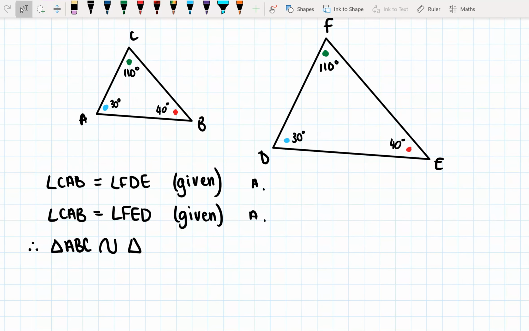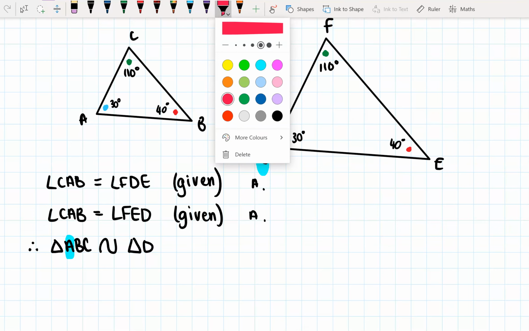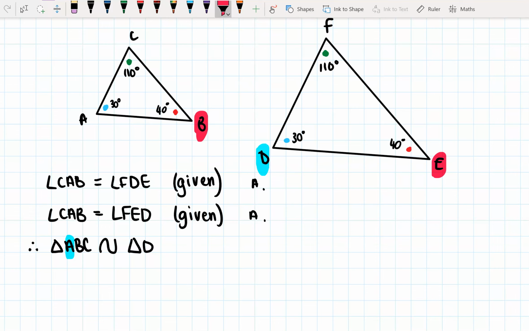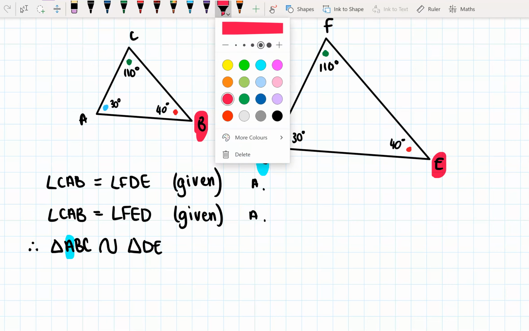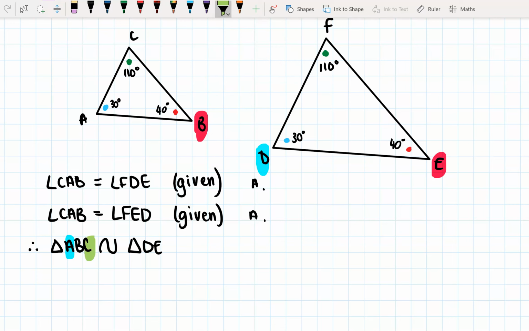Okay, so A was the blue angle. The blue angle in the second triangle is D. So what we're going to write here is D. B was the red angle. So B we had here as red, and red in the second triangle is E. So we put E second, and C was green here, and that is F in the other triangle. So you need to get these in the same order.